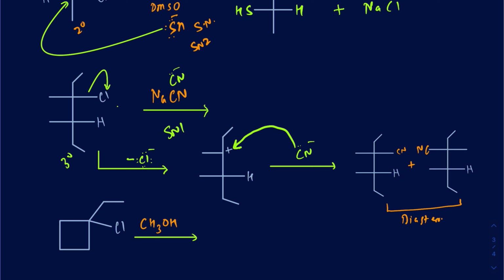So just because you're doing an SN1 mechanism, that does not mean you're always going to have a racemic mixture or a pair of enantiomers. Sometimes you may get diastereomers, just like in this particular case. And obviously, if I want to look at what my side product is going to be, that would be just NaCl in this particular case.